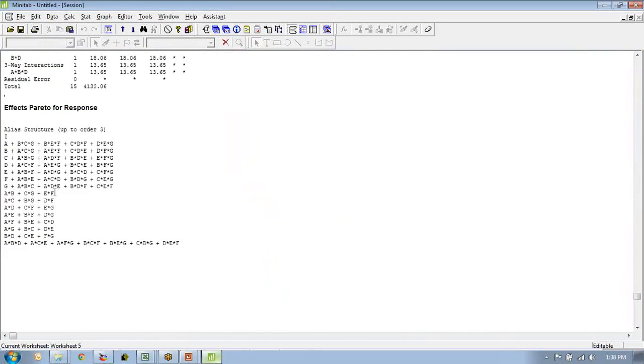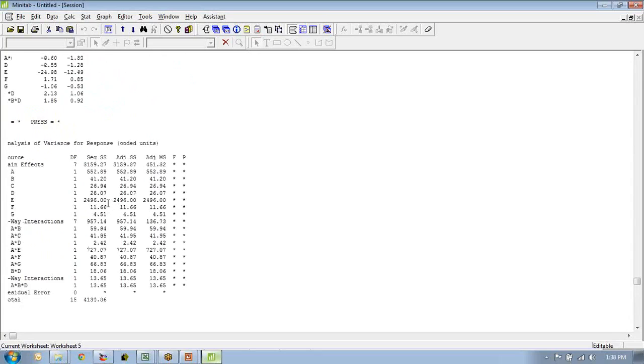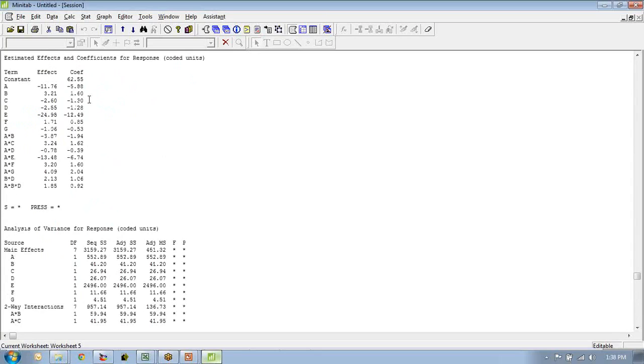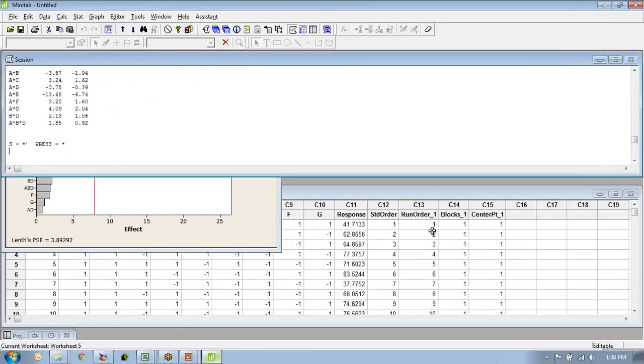Aha, it looks like C is confounded with some things over there, and E is confounded with some things, but the AE interaction confounded with some other things. Well, it turned out that C is not a big deal. You know, sometimes you get spurious things when you run 8. All right, but the screen, again, it did what it needed to do.